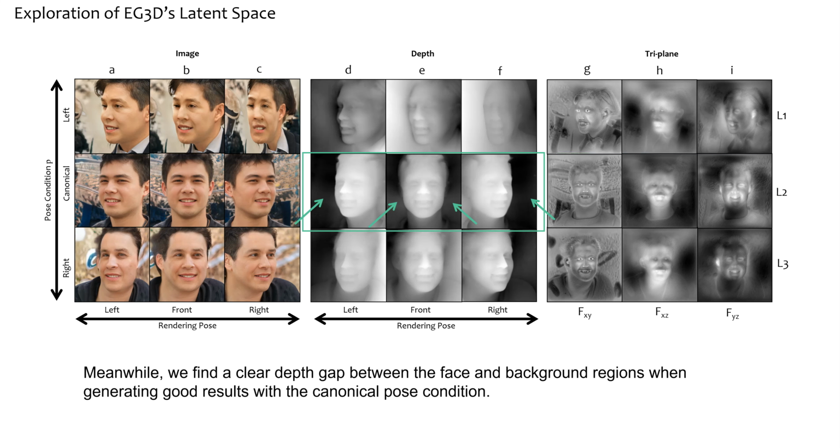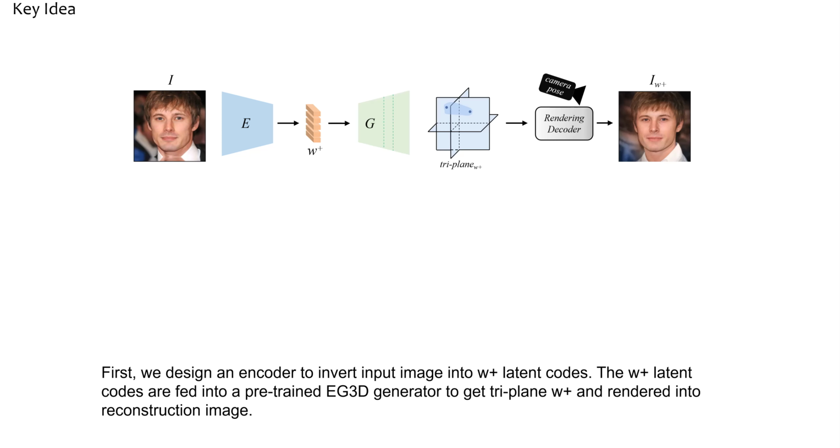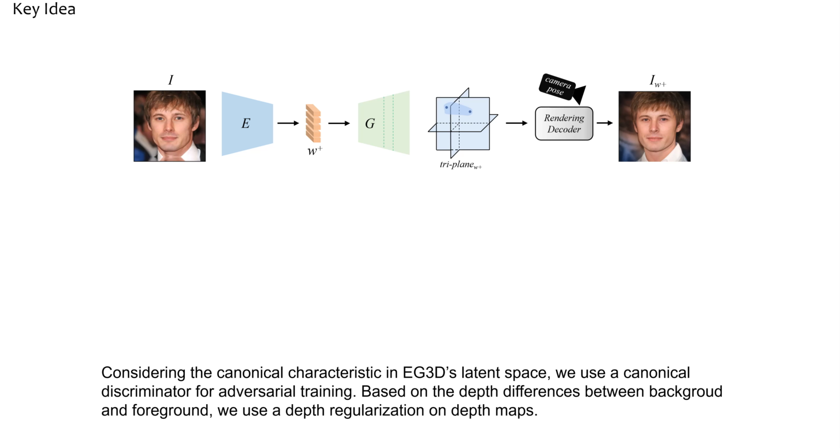pose condition. First, we design an encoder to invert the input image into W plus latent codes. The W plus latent codes are fed into a pre-trained EG3D generator to get triplane W plus and rendered into the reconstruction image. Considering the canonical characteristic in EG3D's latent space, we use a canonical discriminator for adversarial training.